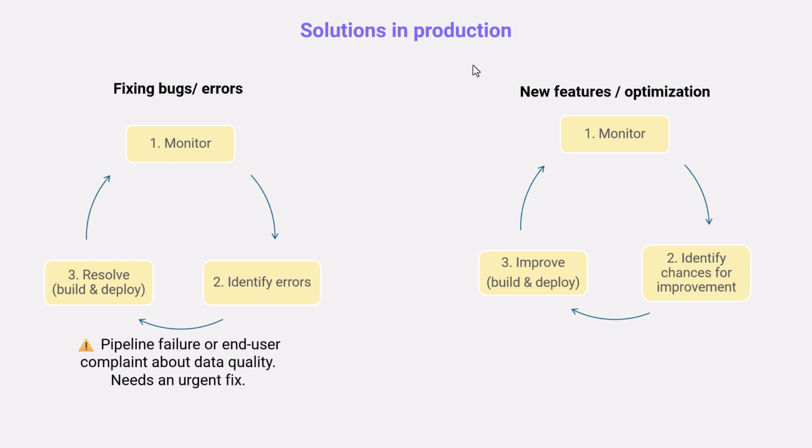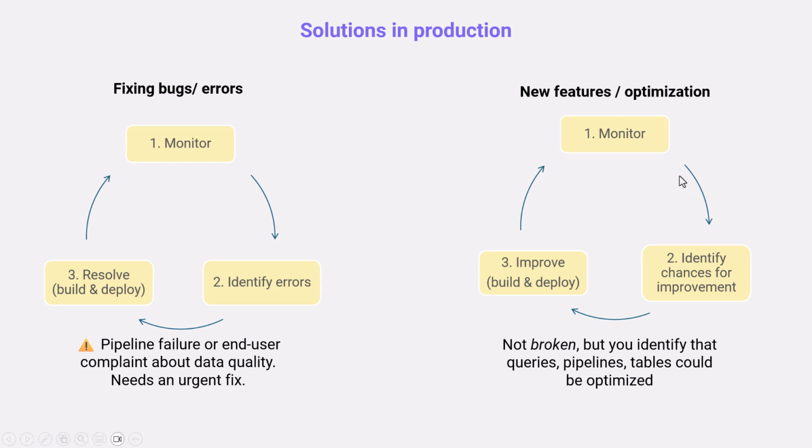The other category of work that you do with solutions in production is not particularly fixing bugs and errors. This time, on the right-hand side, we're focusing on development of new features and optimizations. Things aren't necessarily broken, but you could do them better. So you might want to refactor some code. Again, there's this kind of loop here where you're monitoring a solution.